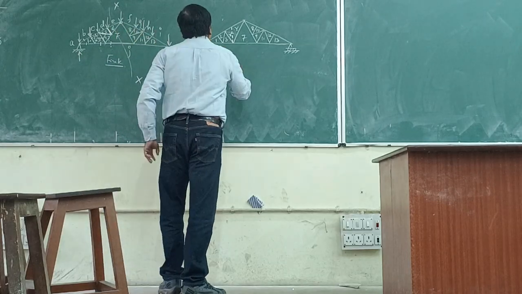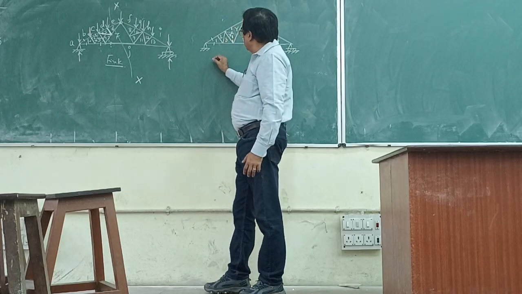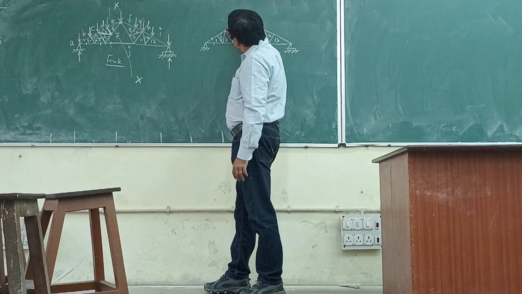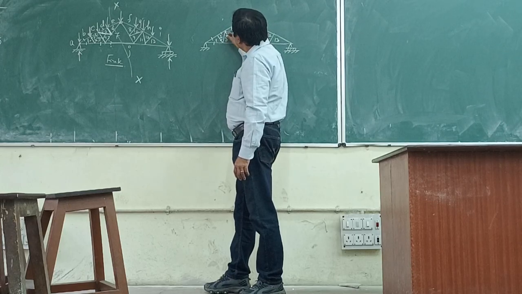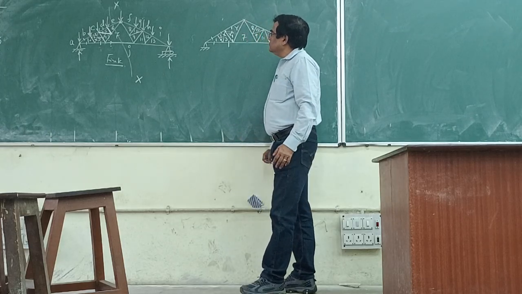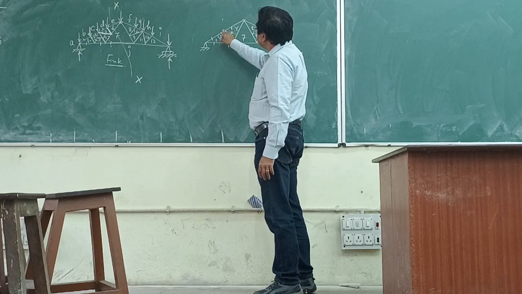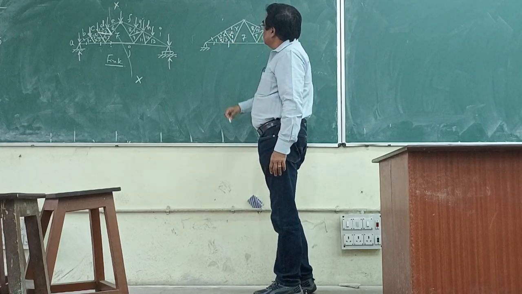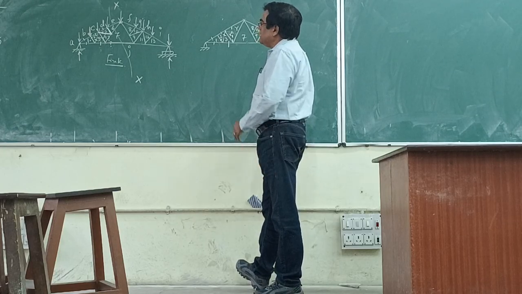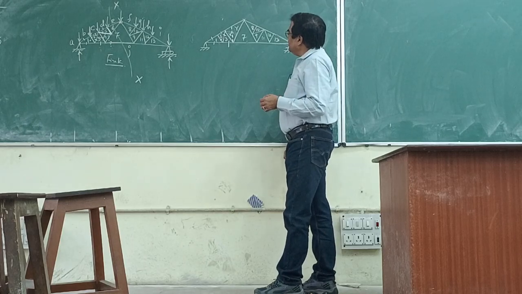Now, these two members, the bar forces are known. These two bar forces are known. When you come here, these two bar forces are known. Now, if you come at this joint, you can solve the vector space X.